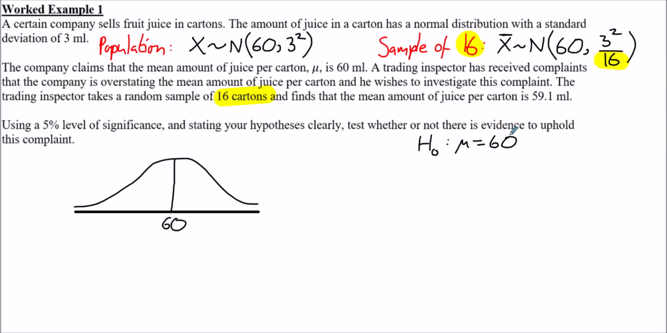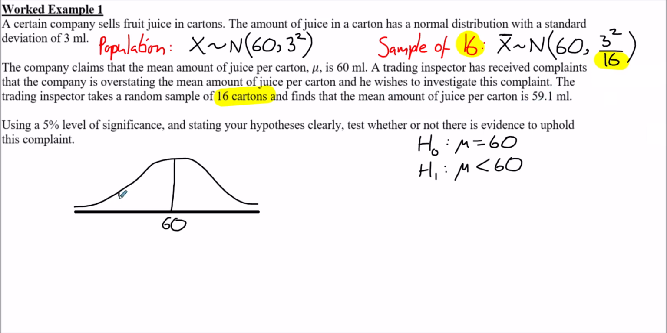Whereas the suspicion is that actually they're putting less juice in these cartons. So it's a one-tailed test. We're looking at the lower end. The alternate hypothesis, which is a bit scary for this company, is that the mean is actually less than 60 mils. Now from this sample of 16, it's been found that the mean amount of juice per carton is 59.1.